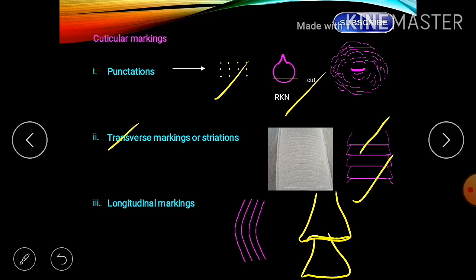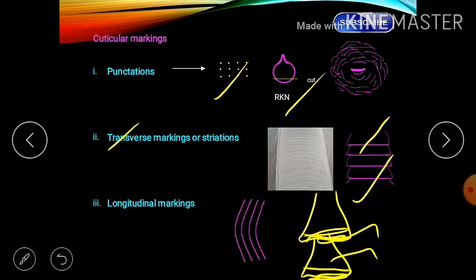Here, this deep layer is known as annuli. This is one annulus and this is the second annulus, and the space between them is known as annulation. Two points are important here. The transverse markings are so deep, that is known as striae. The space between the two striae is called annulation. And the scales and spines are located on their margin.